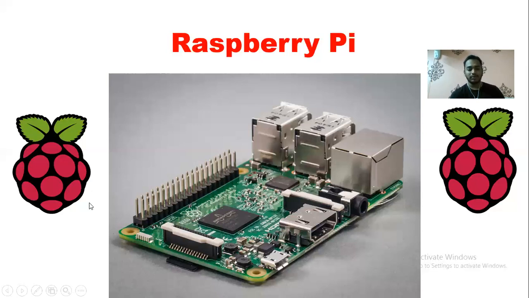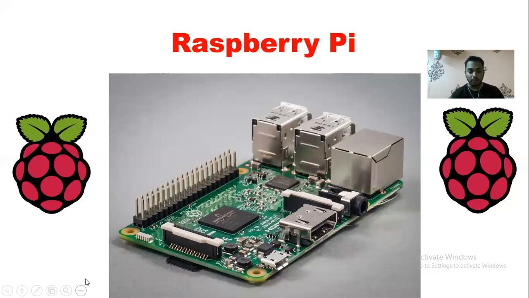So there are 40 GPIO pins. GPIO stands for general purpose input output pins. The GPIO pins contain some 5-volt power supply pins, some ground pins, some 3-volt power supply pins, or some general purpose input output pins. So this is all about the Raspberry Pi.